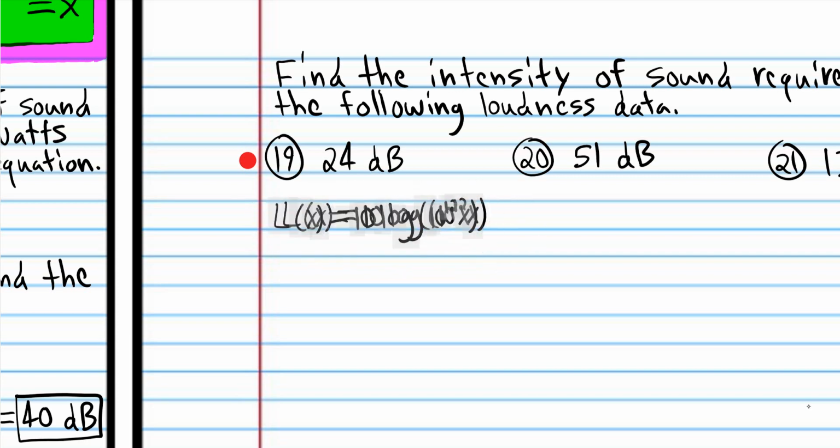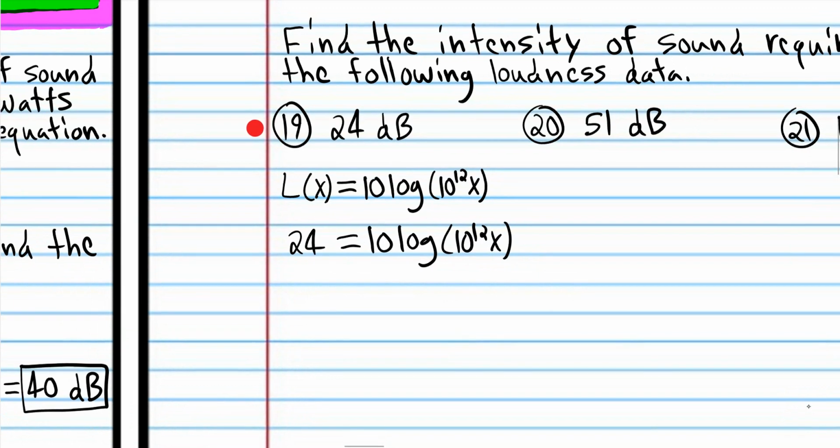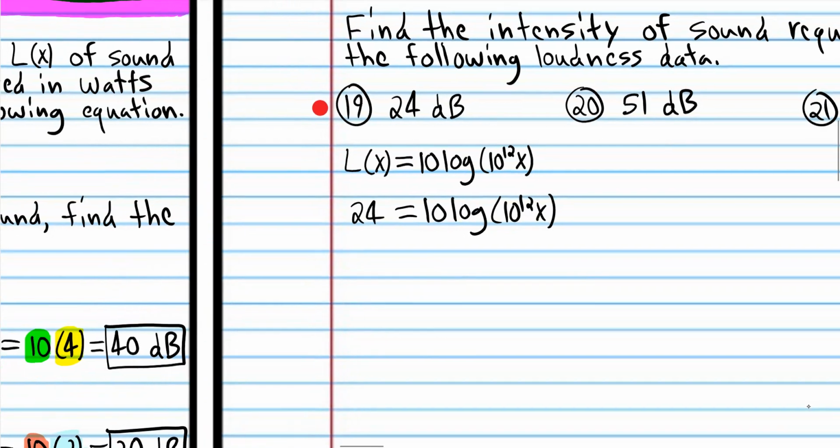So now all we have to do is plug in the numbers that we know and solve for the numbers that we don't know. So we know the loudness is 24 decibels. So L of x is just 24. Now we're going to solve this equation, but we have to isolate the logarithm first. It's not isolated because we have a 10 there. So let's divide both sides by 10.